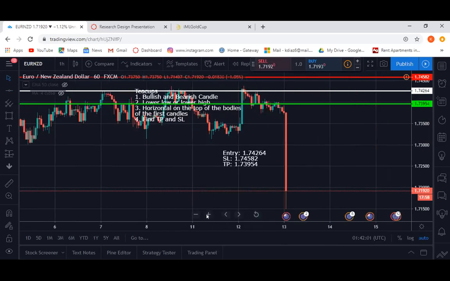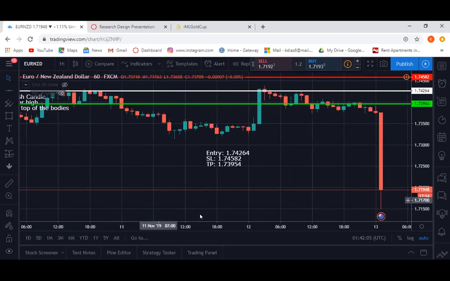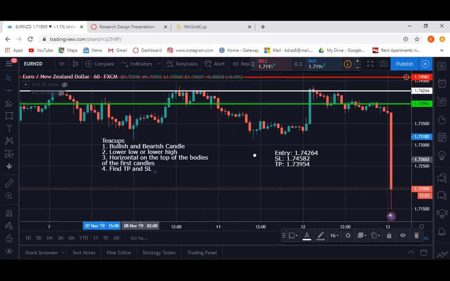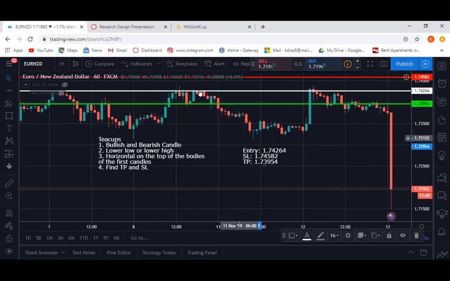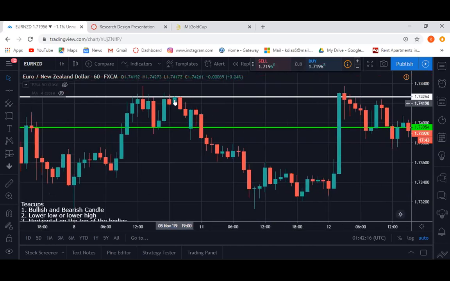Let me just zoom back in. That way I can show you guys another, or not really another way, but how you can see it better. So right here off of this bullish candle and this bearish candle, that's where I got my entry. So here's my entry.